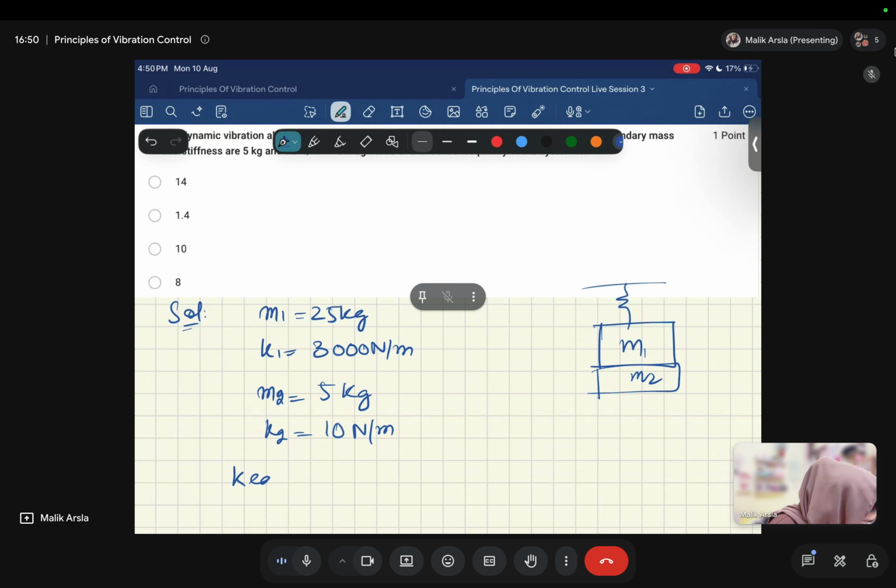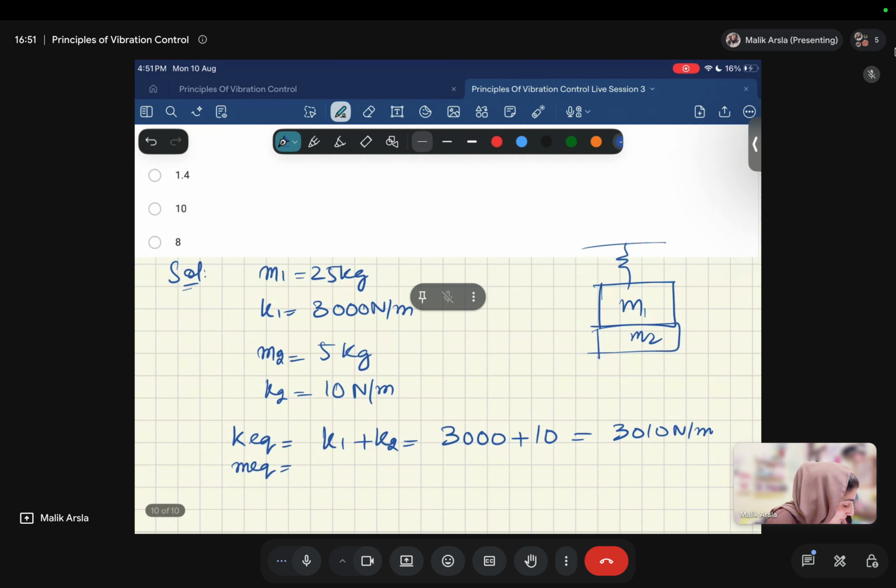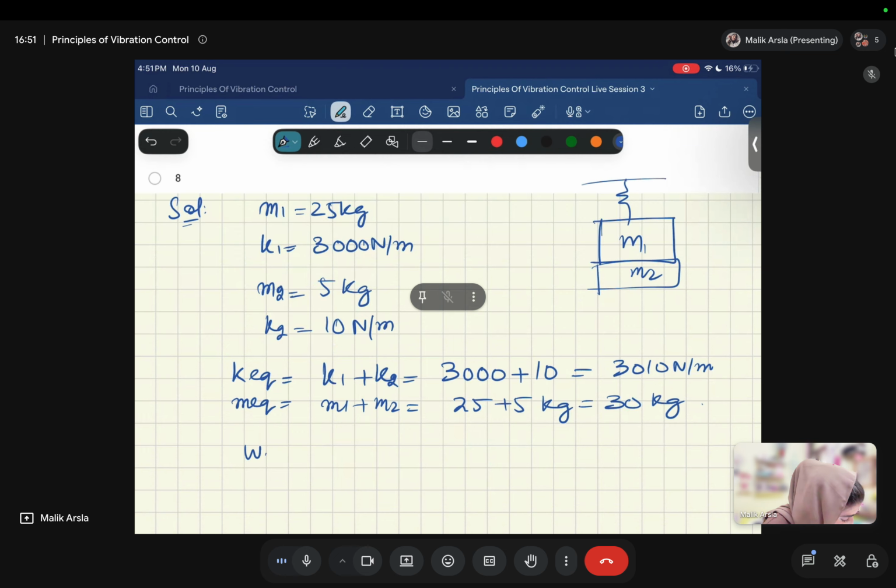For that we can simply find the k equivalent and m equivalent. The k equivalent in that case is equal to k1 plus k2, which is 3000 plus 10, which is equal to 3010 Newton per meter, and the equivalent mass will be equal to m1 plus m2, which is equal to 25 plus 5 kg, which is equal to 30 kg. Now the locked natural frequency can be found as under root of k equivalent upon m equivalent, which is 3010 upon 30.